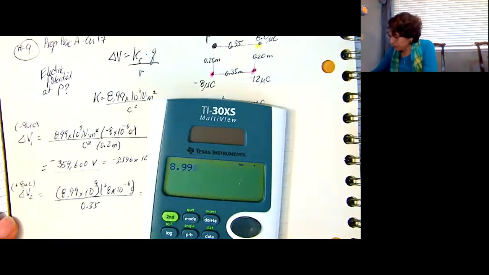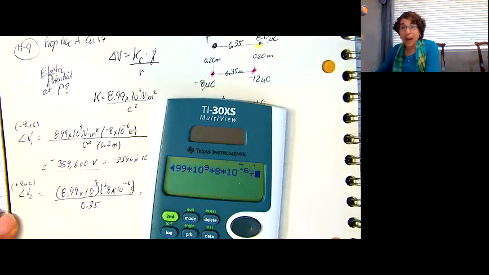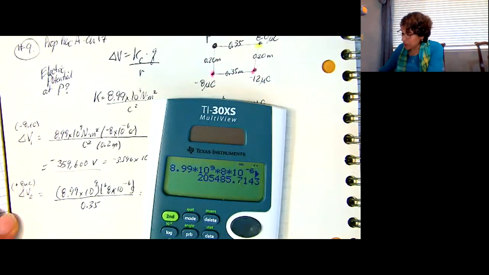8.99 times 10 to the 9th times 8 times 10 to the negative 6, divided by 0.35. There we go, and there's my big number.